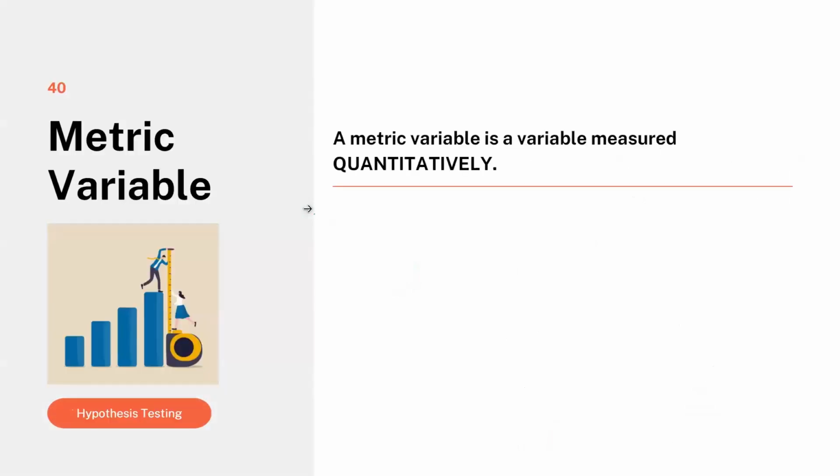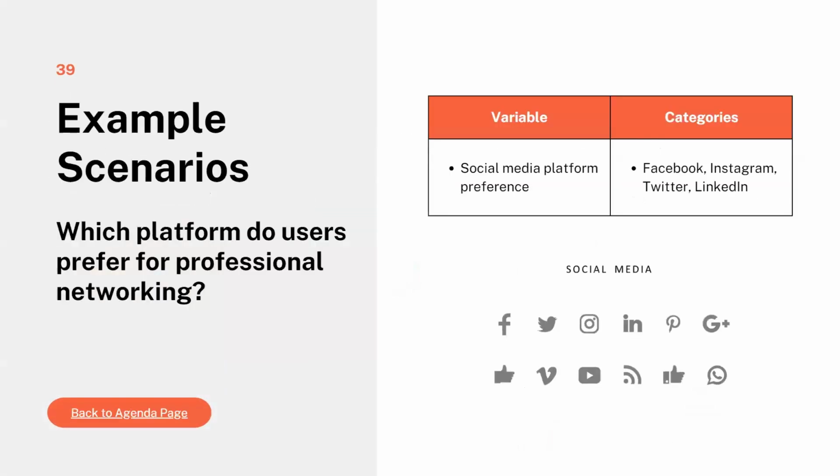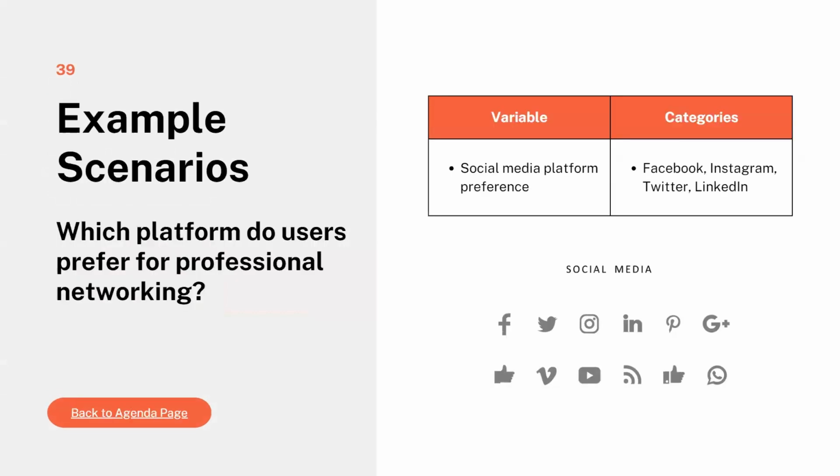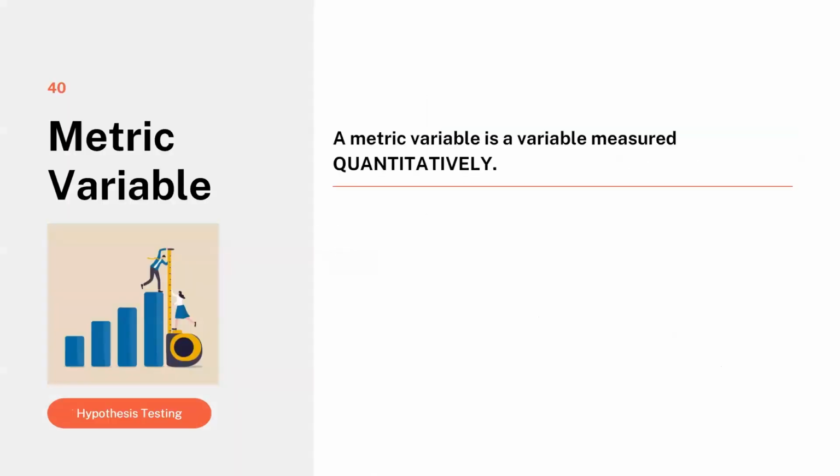And the second example is which platforms do users prefer for their professional network. So here the variable is the social media platform that professionals use for their network. The categories are Facebook, Instagram, Twitter, or LinkedIn. Which category of social media they are using for their networking. So we are just categorizing the social media. So these are the examples for categorical variables. We are moving into metric variables.